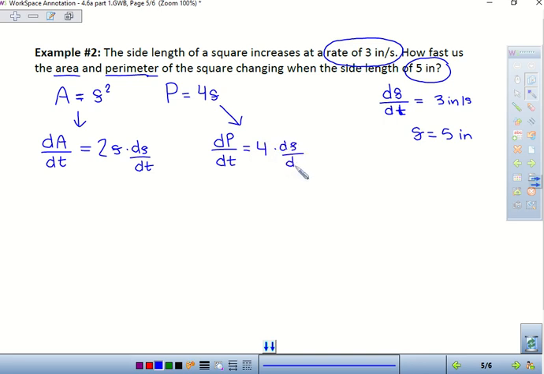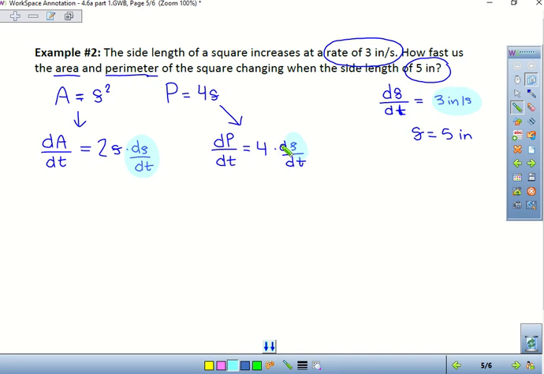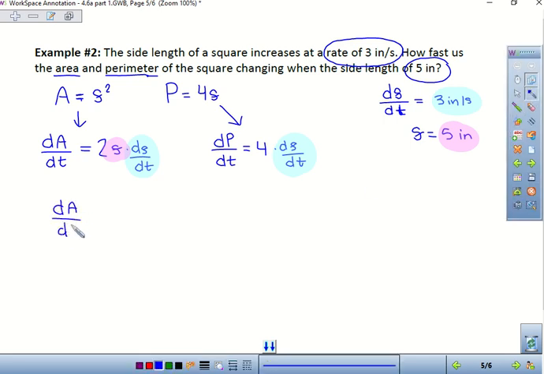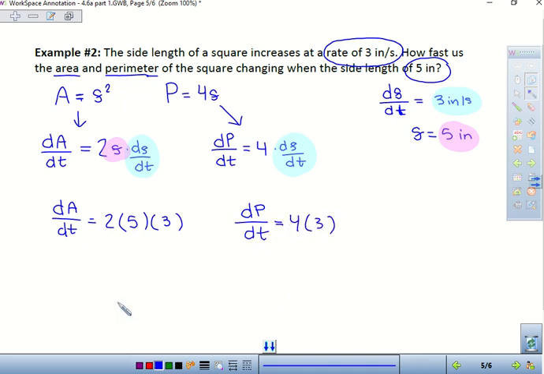Good. Now that we have these, because we're solving for area and perimeter, it's like a double question. We know what ds/dt is, so we can plug it in. See how with this one you're basically done because there's no s left, but with this one you also have to plug in the s. So this gives me dA/dt equals 2 times 5 times 3. Like I said, I like to put the units in at the end. So this gives me dA/dt equals 30, and dP/dt equals 12.